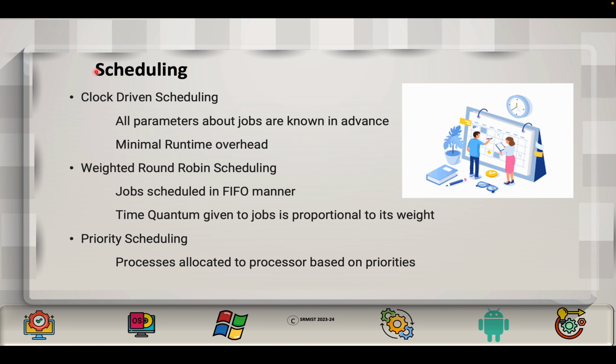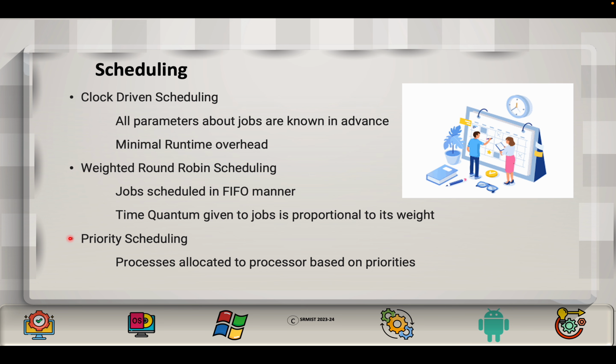The second function is scheduling. Clock-driven scheduling, weighted round-robin scheduling, priority scheduling. In clock-driven scheduling, all the parameters about the jobs are known in advance. The minimal runtime overhead is there in clock-driven scheduling. In weighted round-robin scheduling, the jobs are executed in first in, first out manner. The time quantum given to the job is proportional to its weight.